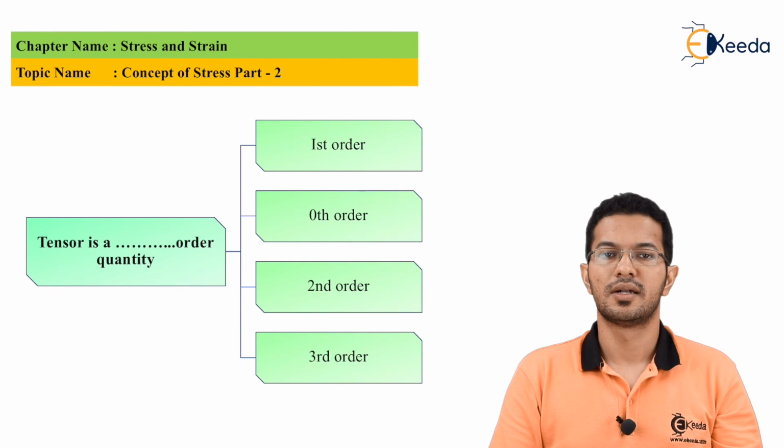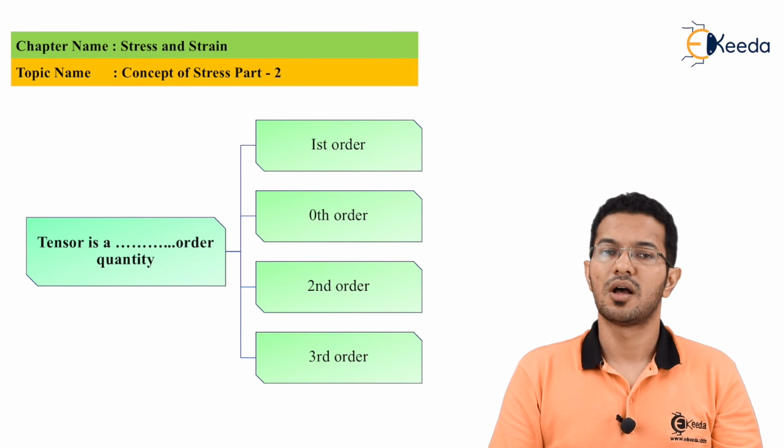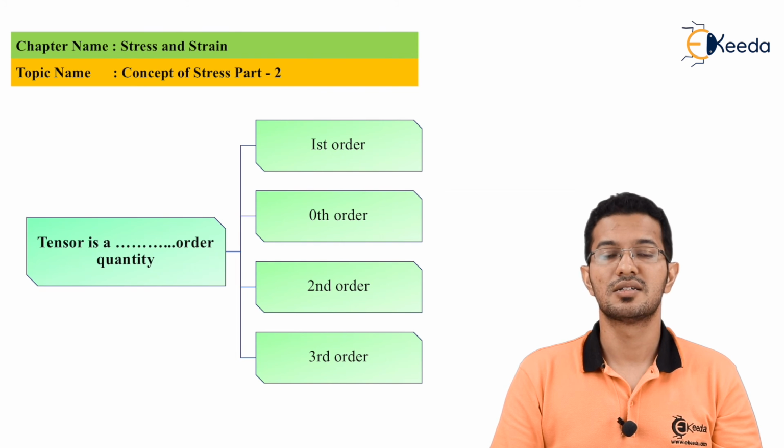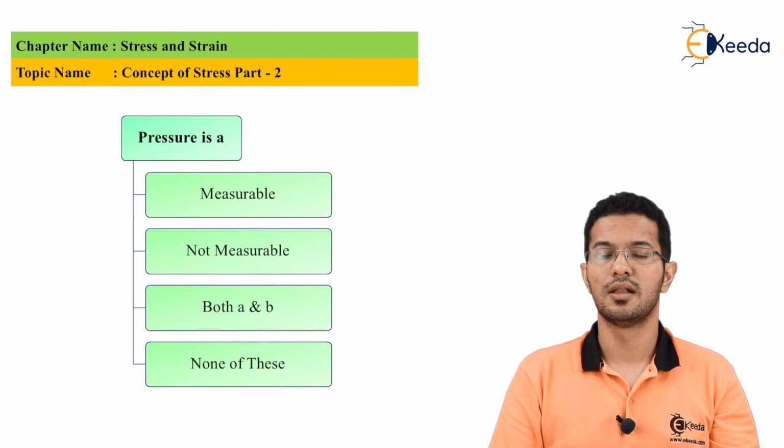Second, tensor is a dash order quantity. The option 1 is first order, second is zeroth order, third is second order, and fourth is third order. From the above definitions, we know that tensor is a second order quantity. So the option C is the right answer, which is second order. And let's go for the third MCQ.